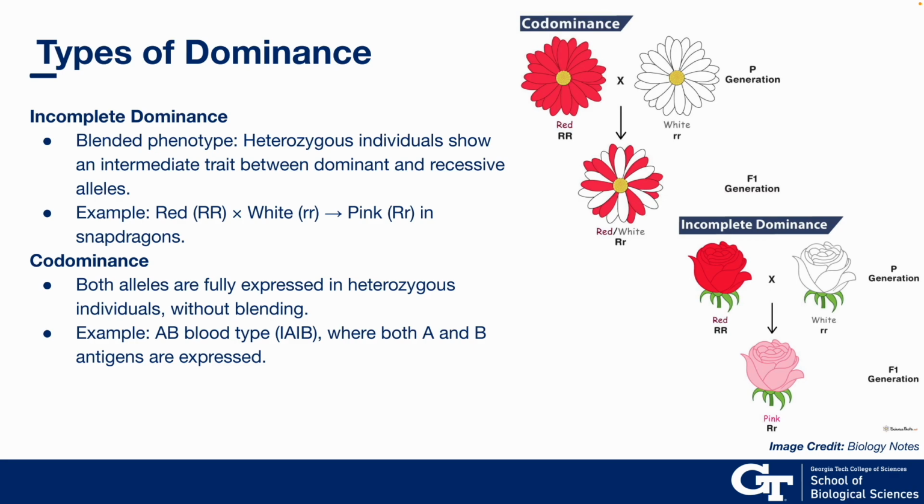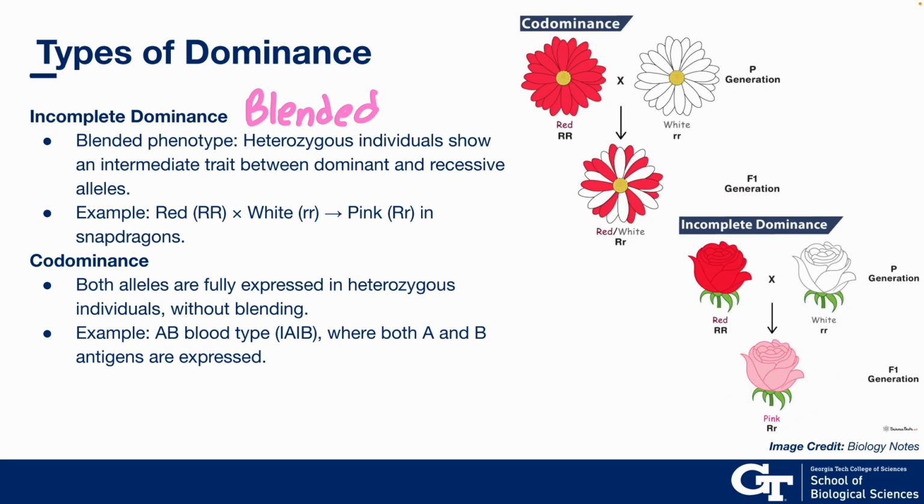And there are also different types of dominance. We have incomplete dominance and codominance. Hopefully you've seen this in high school biology. But the idea is that in incomplete dominance, even though you have a dominant allele, it's not going to come across. You're going to have an intermediate or a blended trait where the dominant allele is not completely expressed. That's where we would see this pink flower instead of a completely red flower.